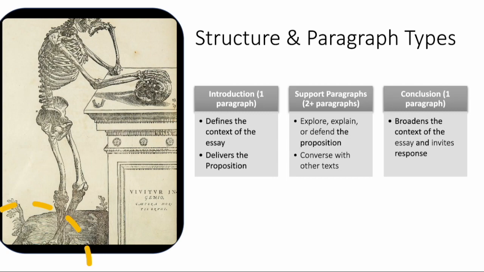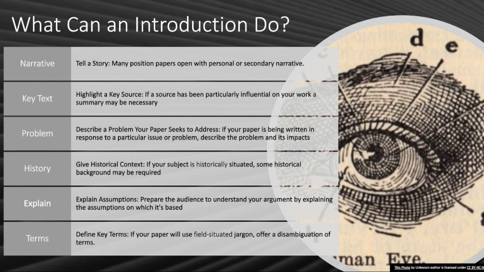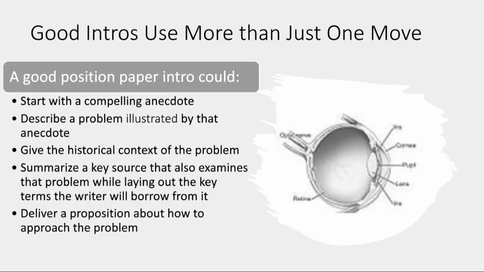In your case, it may be a thesis. These are things that an introduction can do. They don't have to do these things, but you can tell a story. You can highlight a key source. You can describe a problem. You can give some historical context for your subject or the problem. You can explain assumptions that you're working with in the paper. And you can define key terms.